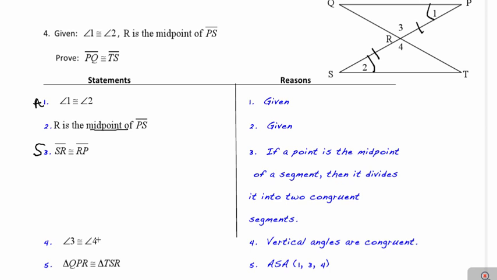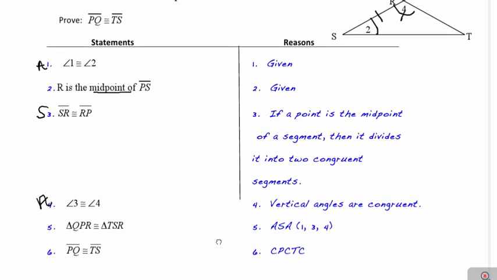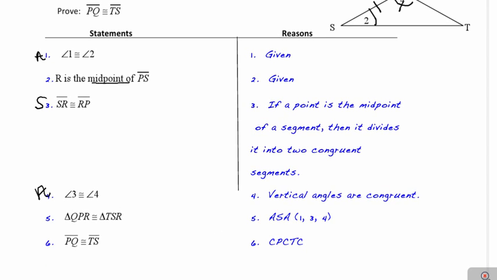So now we have an angle and a side. We need one more thing. So looking at the diagram, angles 3 and 4, those are vertical angles. So we can say that they are congruent by our theorem from chapter 2. Angle 3 is congruent to angle 4 because vertical angles are congruent. So therefore, we have enough information to prove the triangles congruent by angle, side, angle.